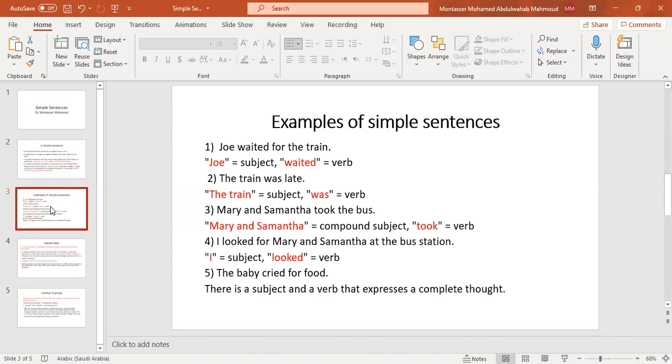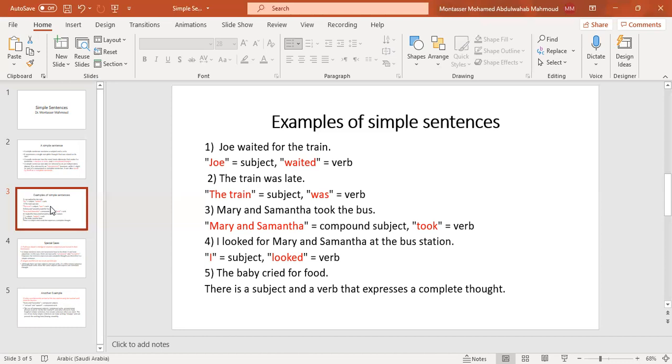Number three: Mary and Samantha took the bus. Mary and Samantha, this is a compound subject. It's a compound subject because here we have two persons connected together with the coordinating connector and. And we have only one verb, took. And we have only one single complete thought, which is the taking of the bus by Mary and Samantha.